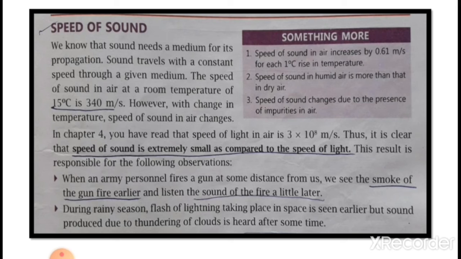Okay. And next one, during the rainy season, the flash of lightning taking place in space is seen earlier, but the sound produced due to thundering of clouds is heard after some time. This is also on the ground that the speed of sound is smaller as compared to that of the speed of light. Okay.